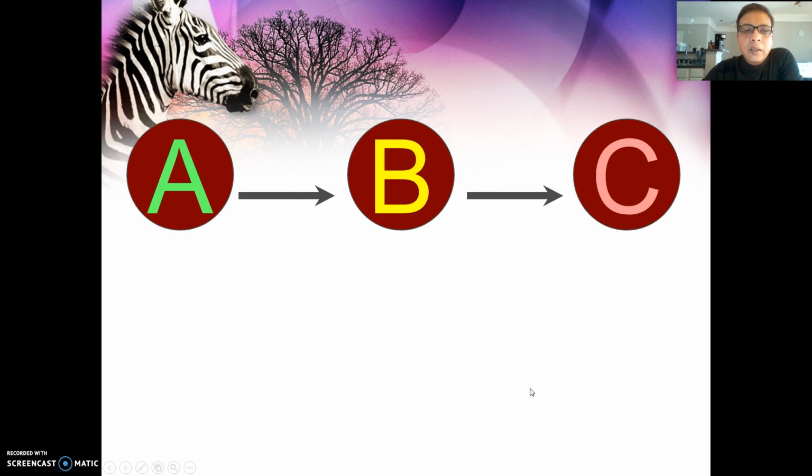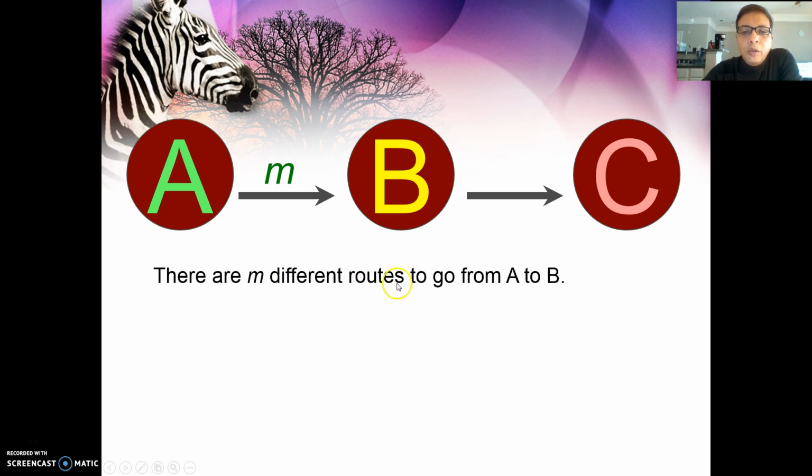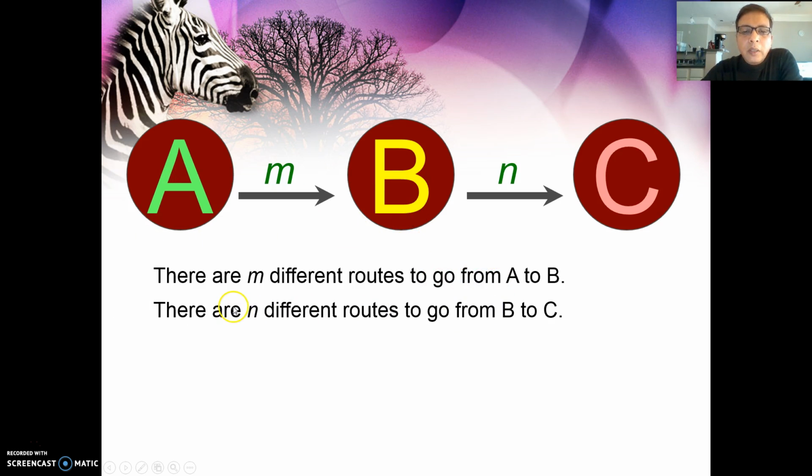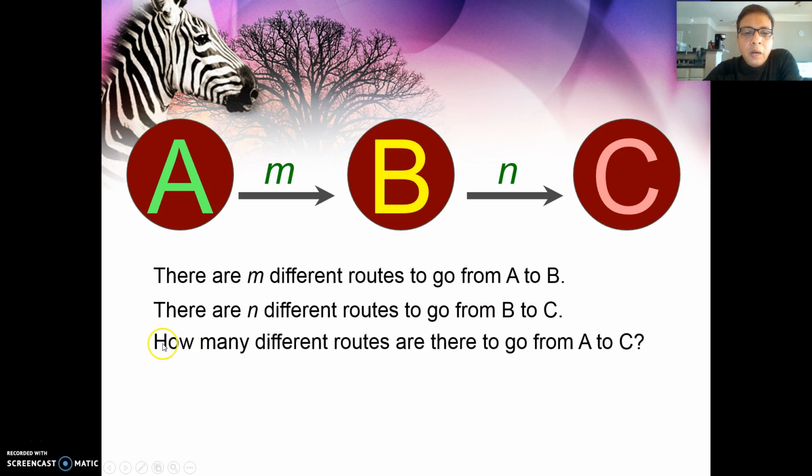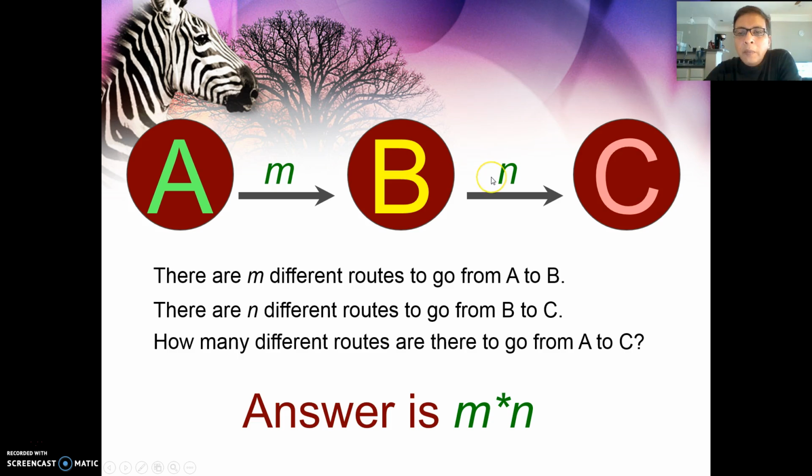So we can generalize it. Let there be three places A, B and C. There are m different routes to go from A to B. There are n different routes to go from B to C. So again the question is, how many different routes are there to go from A to C? And the answer is m multiplied by n.